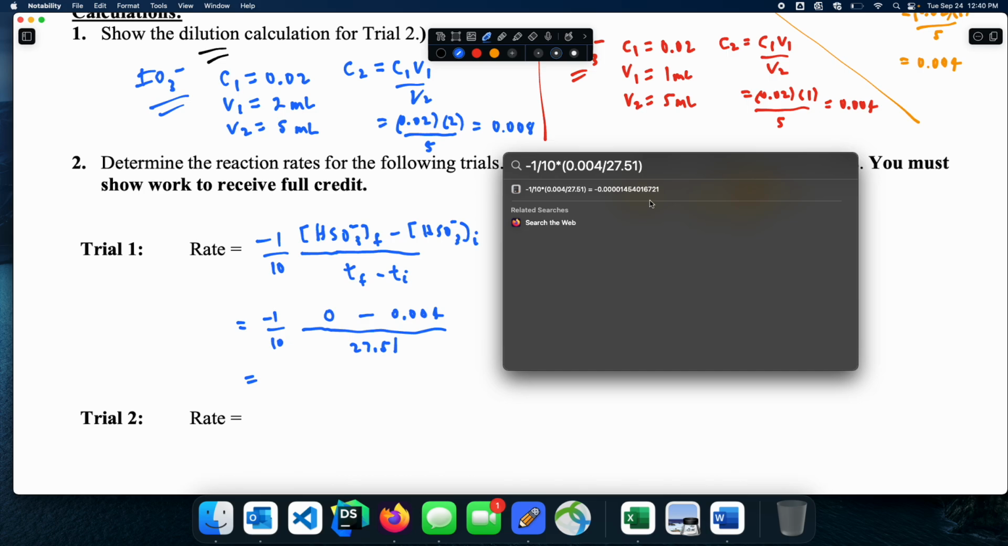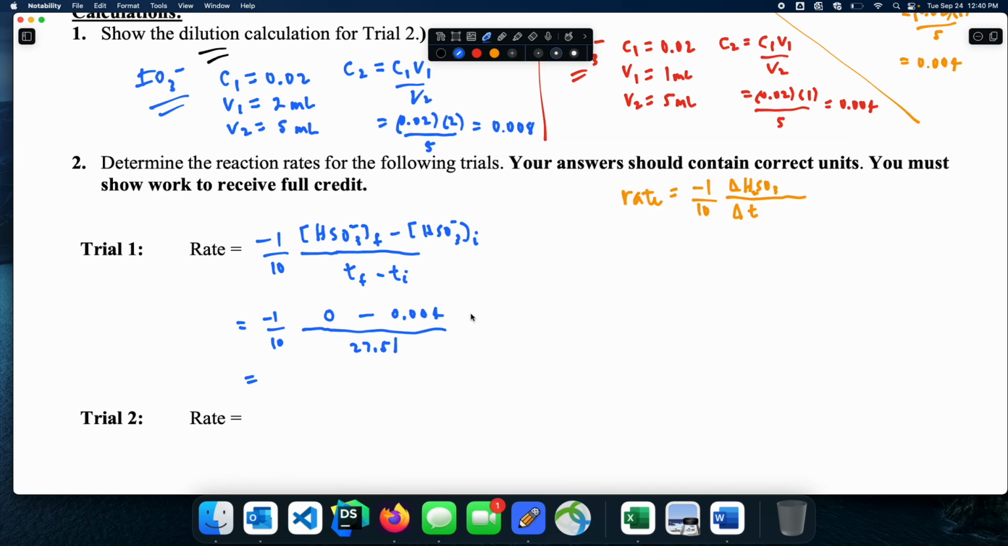It's going to be 1.454 times 10 to the negative 5, and that is going to be in molars per second. Okay, and that's the rate for trial 1.